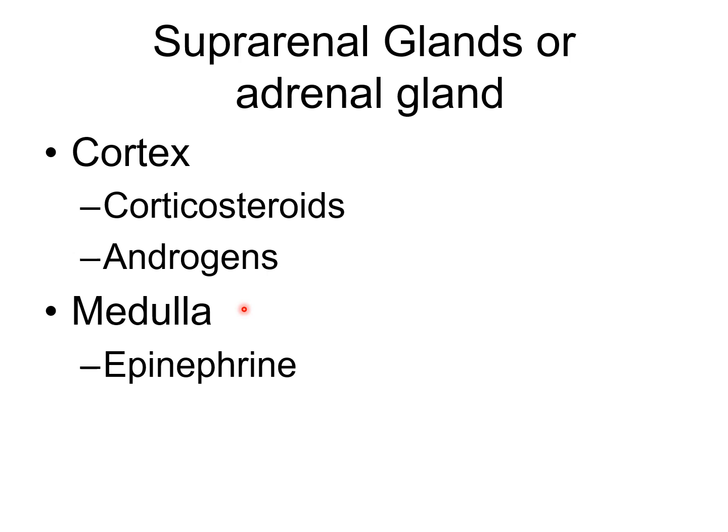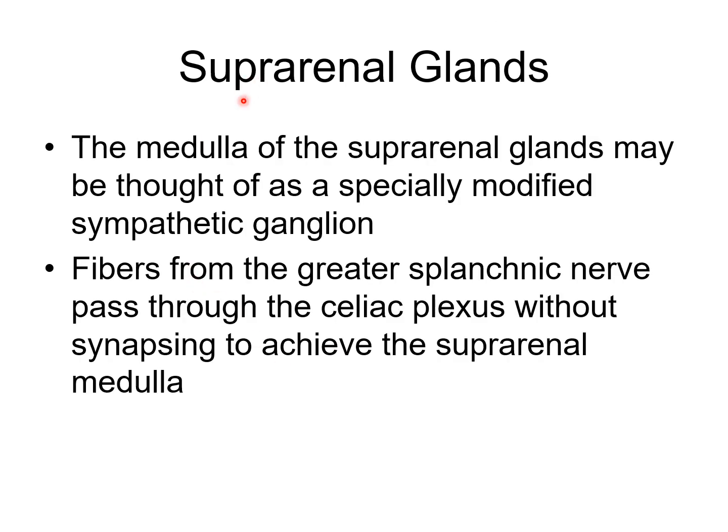The medulla is composed of chromaffin cells, and it secretes epinephrine, that is adrenaline, and noradrenaline. It contains cells in groups with a lot of capillaries, and autonomic ganglion cells are also seen. So these are the two different parts and their functions, the cortex and medulla of the suprarenal gland. The medulla of the suprarenal gland may be thought of as a specially modified sympathetic ganglion. Fibers from the greater splanchnic nerve pass through the celiac plexus without synapsing to reach the suprarenal medulla.